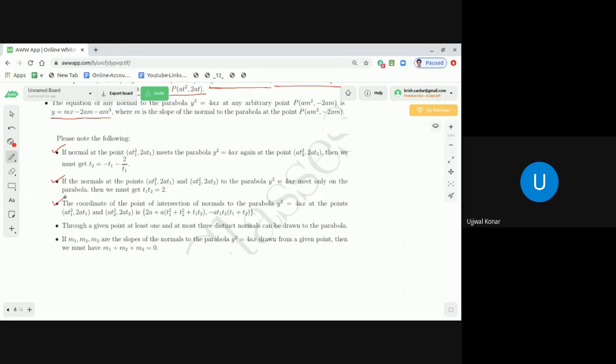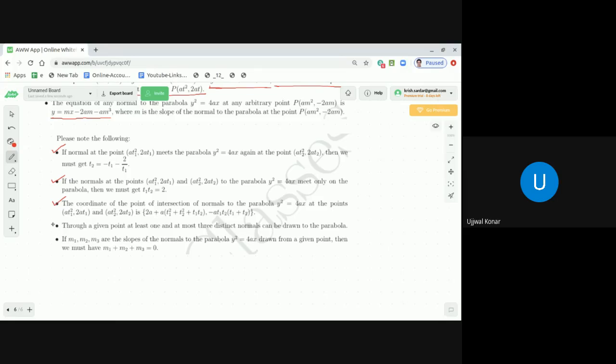Okay. Now the next point is that through a given point at least one and at most three distinct normals can be drawn to the parabola.